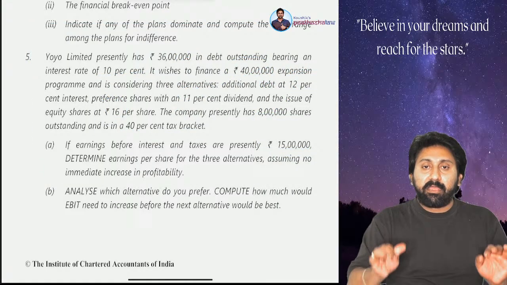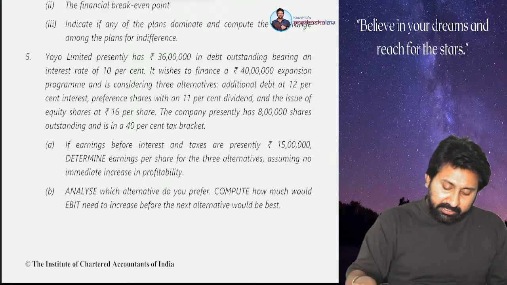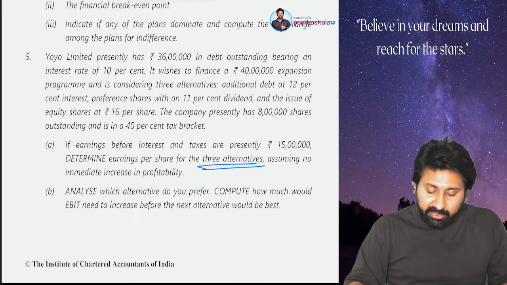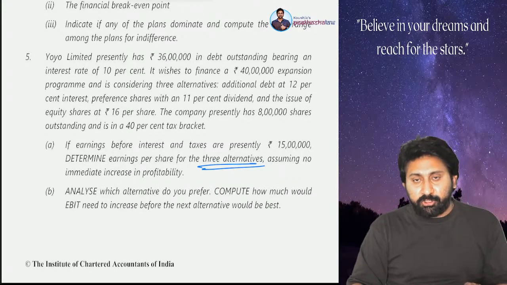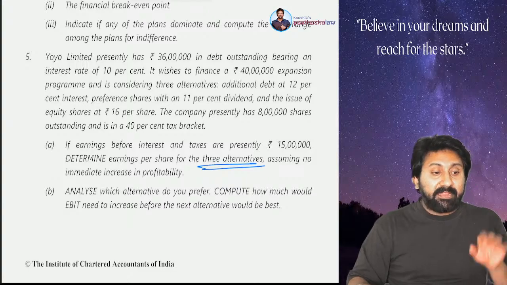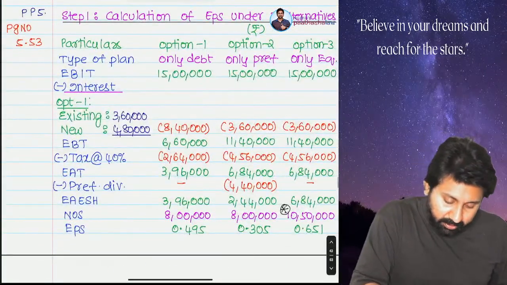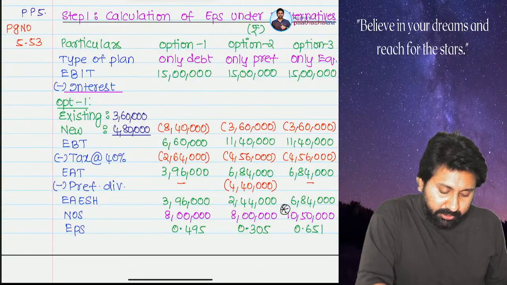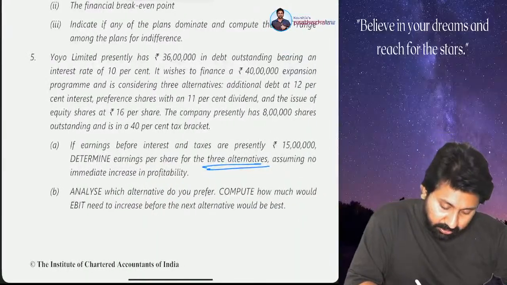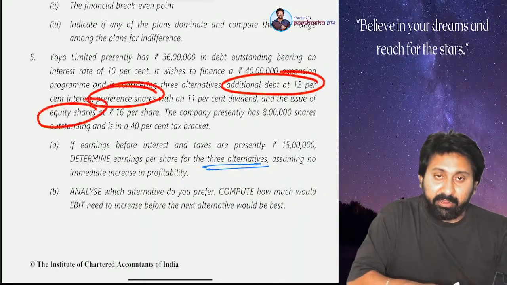So first tell me, if the company finances the project under the three alternatives he said, the first alternative is the equity issue, the second alternative is the preference issue, the third alternative is the debt issue. See here, fifth question: option 1, only debt; option 2, only preference; option 3, only equity.